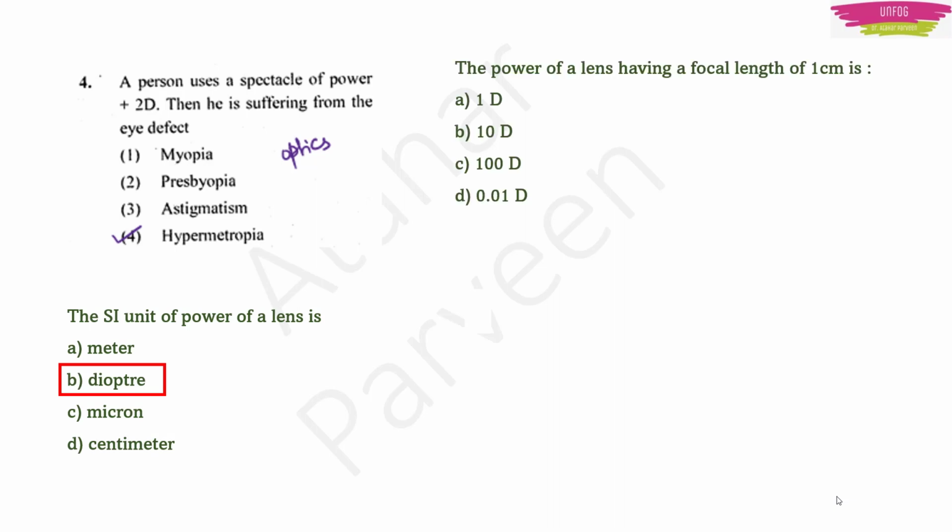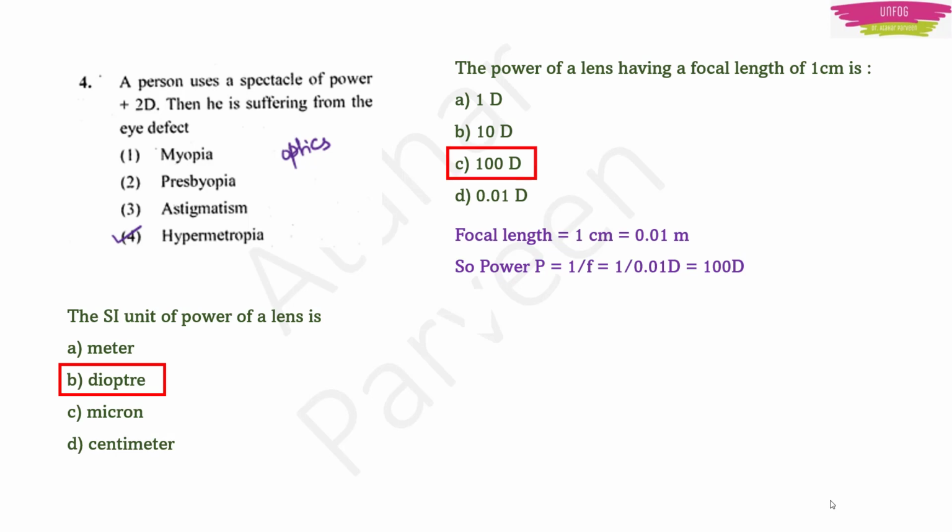Next question. The power of a lens having a focal length of 1 centimeter is, I told you that 1 diopter means focal length will be 1 meter. For centimeter, you have to divide by 0.01. Then 1 upon 0.01 will be equal to 100 diopter. So option C will be the right answer.